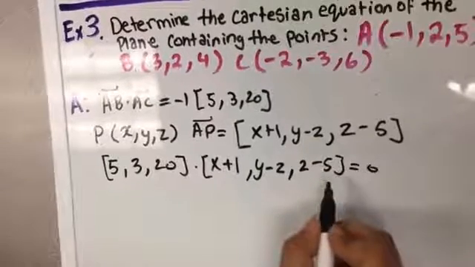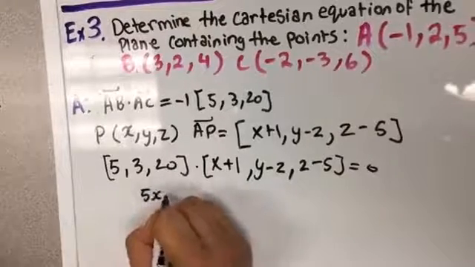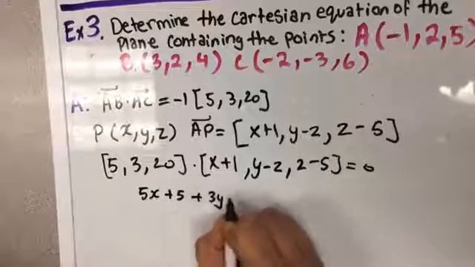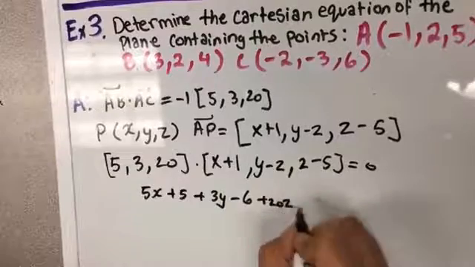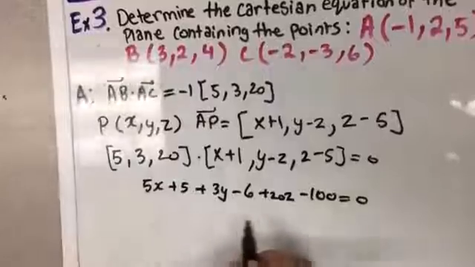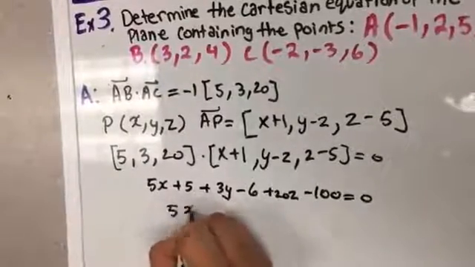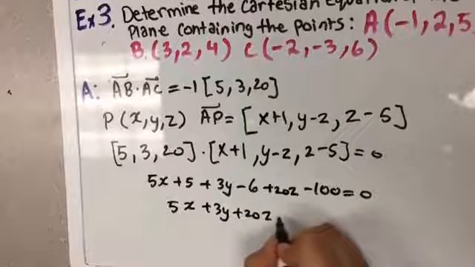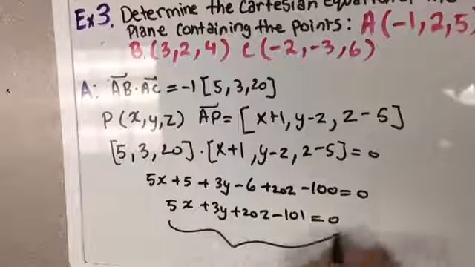So the simplified equation, when we expand this, we will get 5x plus 5 plus 3y minus 6 plus 20z minus 100 is equal to 0. And now when we simplify this equation further, the equation of the plane that we will get is 5x plus 3y plus 20z minus 101 is equal to 0. And now we have our equation of the plane.